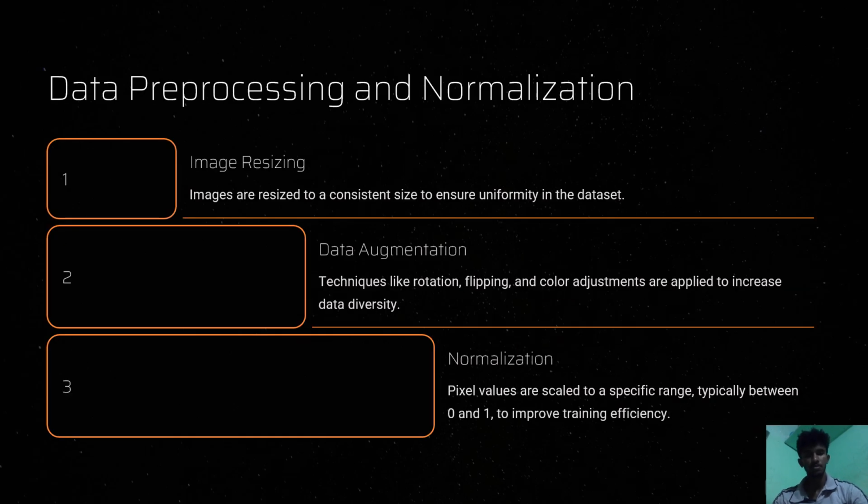The next one is data pre-processing and normalization. In that we have image resizing, data augmentation, and normalization. Images are resized to a consistent size to ensure uniformity in the dataset. For data augmentation, techniques like rotation, flipping, and color adjustments are applied to increase data diversity. For normalization, pixel values are scaled to a specific range from 0 to 1, improving training efficiency.